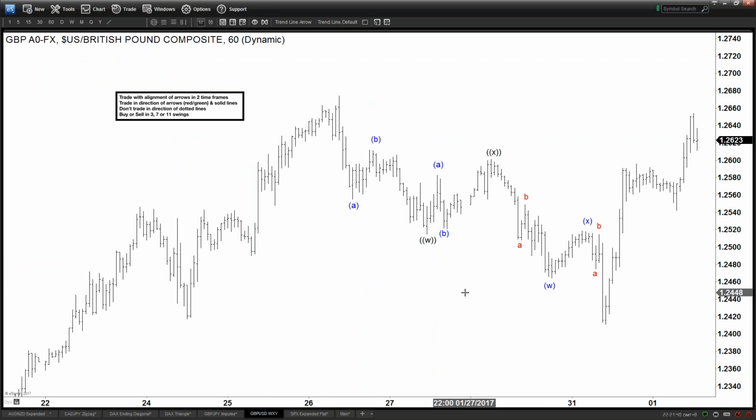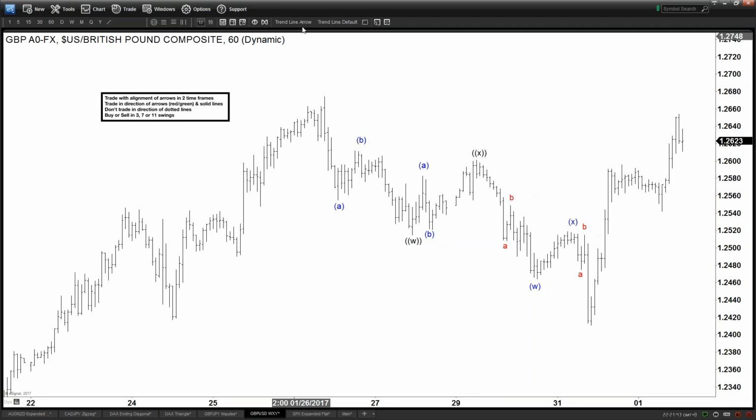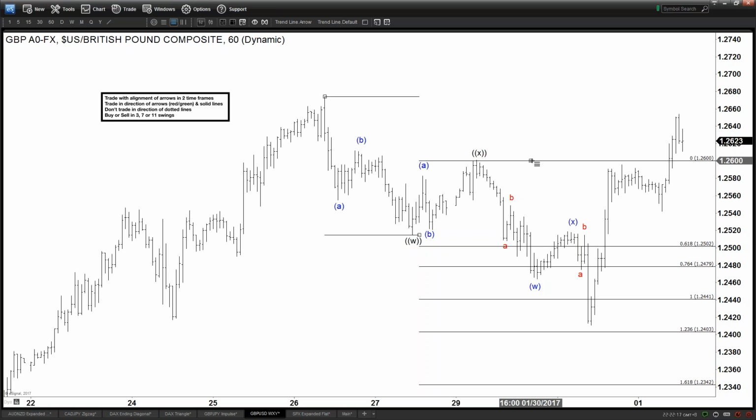Here is the pound US dollars 1 hour chart. Okay, so you see this one here, W. From this peak, we have a WXY. Very simple, right? 3 waves down, 3 waves down. And look at the Fibonacci relationship. This is a correction, so X is around 50%, 61.8% of this W here. And then the Y should be about 100% of the W. So you notice here the Y ends between 100% and 123.6%.